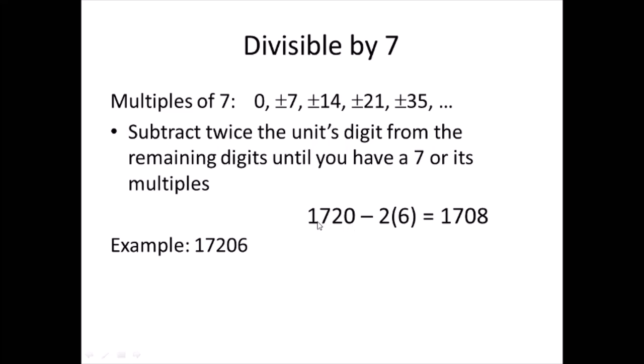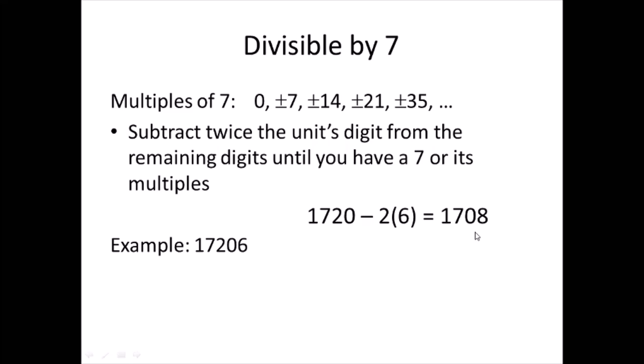So 1720, the remaining digits, minus twice the units digit, would result in 1708. So is this number divisible by 7? We're not yet sure because it's a big number. We can do the instruction again until we have a smaller number.